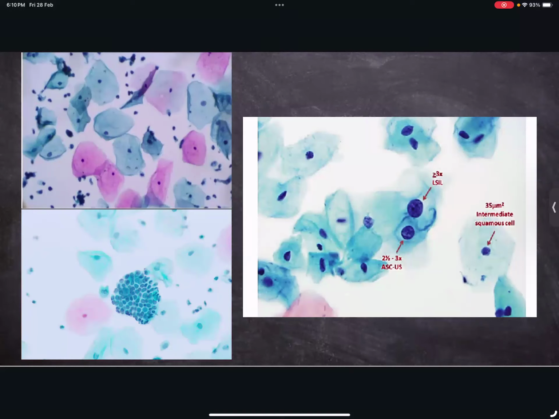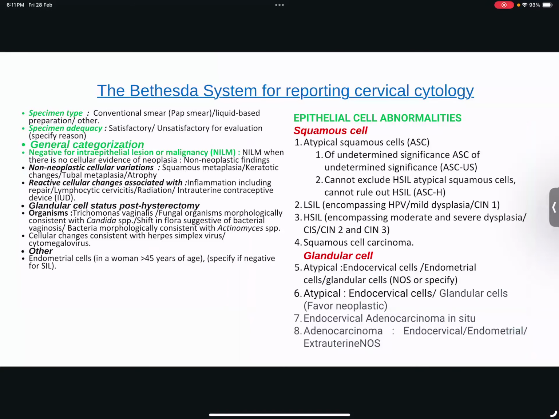In the next picture, you can see the clusters of the endocervical cells. And the third picture shows the intermediate cells. Intermediate cell, basically this is the reference cell for the diagnosis of whether this is the ASCUS or LSIL. So if the size of nucleus is 2.5 to 3, less than 3 times the size of the intermediate cell, then we sign out as ASCUS. And if the size of nucleus is more than 3 times the size of the intermediate cell, then we call it LSIL, associated with the koilocytic changes also.